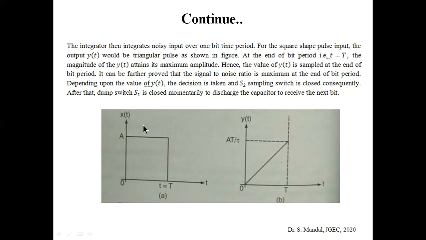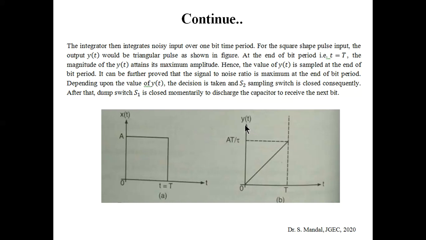Obviously here we are not assuming the noisy signal, but to understand the operation of the integrator circuit, we just assume there is no noise, and see what will happen when it passes through the integrator. It is quite clear that if a rectangular signal is passing through the integrator circuit, then the output will be a triangular signal, whose amplitude becomes A times capital T by tau, where tau is the time constant of the integrator circuit.